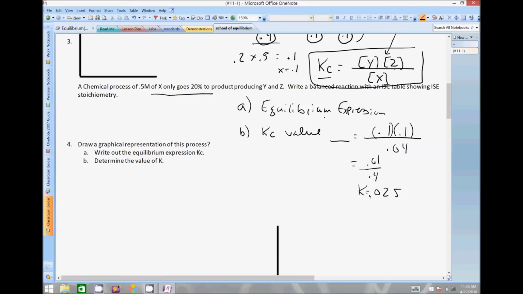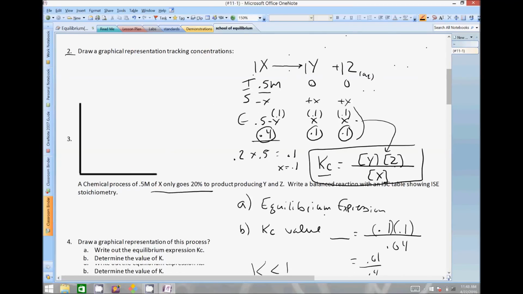Okay. So remember, if K is less than 1, that means we are reactant favored, which means we have more reactant than we do product, which is the case in this situation. Alright, so let's do the graph here.